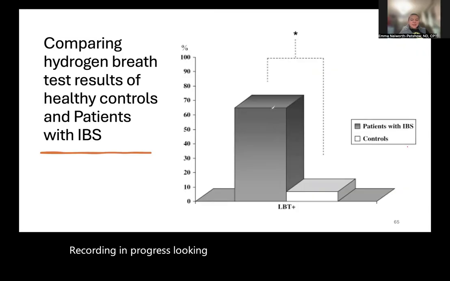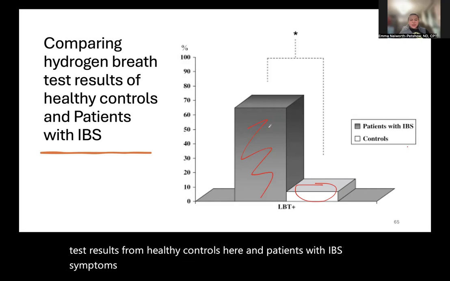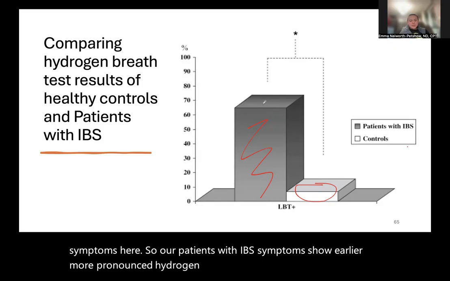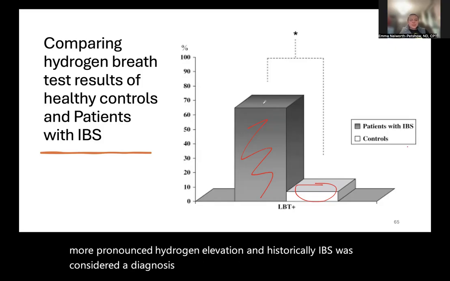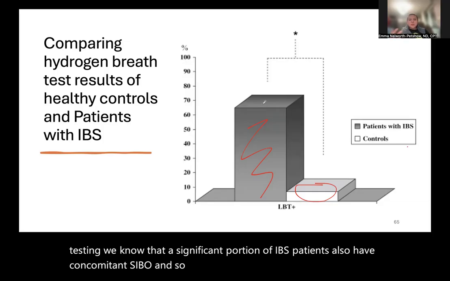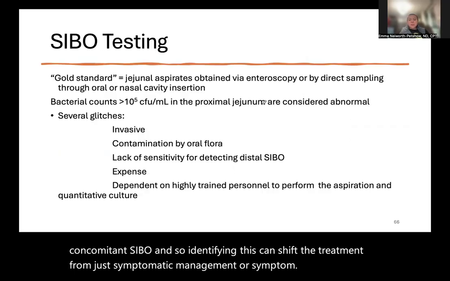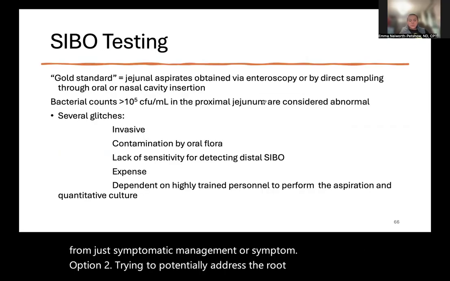Looking at this slide, you can see the breath test results from healthy controls here and patients with IBS symptoms here. So our patients with IBS symptoms show earlier, more pronounced hydrogen elevation, and historically IBS was considered a diagnosis of exclusion. It still is, but with breath testing, we know that a significant portion of IBS patients also have concomitant SIBO. And so identifying this can shift the treatment from just symptomatic management or symptom suppression to trying to potentially address the root cause.